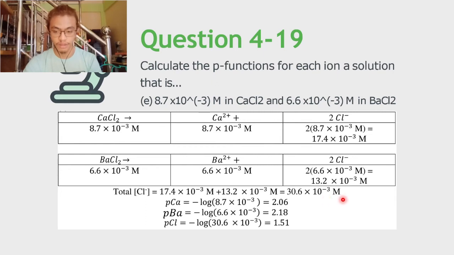Now that we have their concentrations, we can solve for their P functions. For the calcium ions, we have the negative log of 8.7 times 10 raised to negative 3, which is 2.06. For the barium ions, we have the negative log of 6.6 times 10 raised to negative 3, which is 2.18. Lastly, for the P function of the chloride ions, we have the negative log of 30.6 times 10 raised to negative 3, which is 1.51.